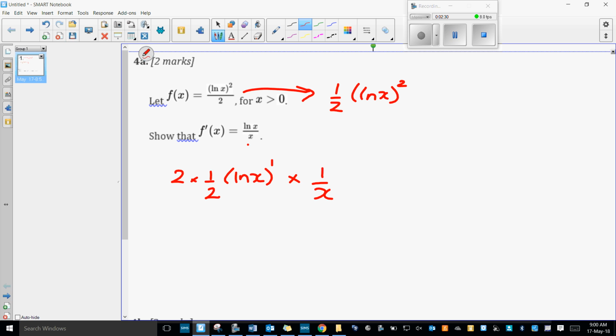Alright, obviously now we need to simplify. We've got 2 times a half, so what happens there? Yeah, so that can just go, yes? And we've got ln x to the power 1. It's just ln x, and we're multiplying that by 1 over x. So what happens when we multiply things together? Pretend there's a 1 there, top times top, bottom times bottom. So what do we end up with?